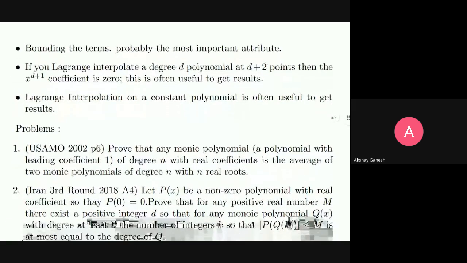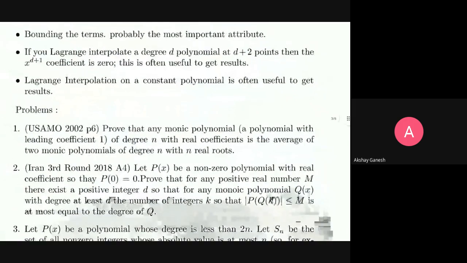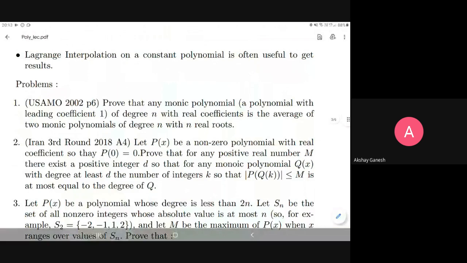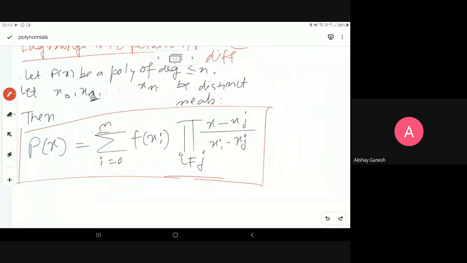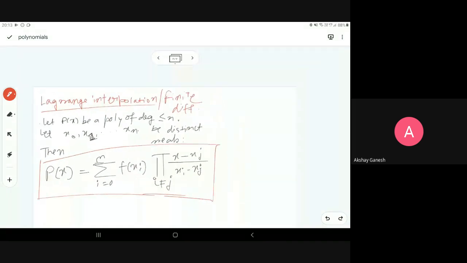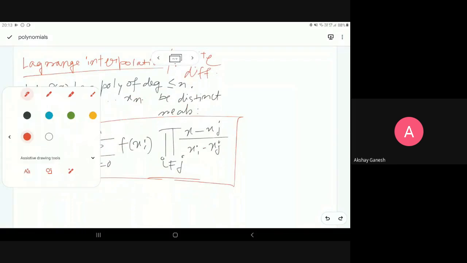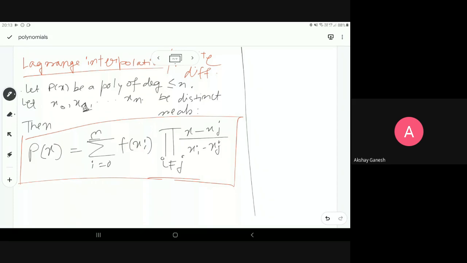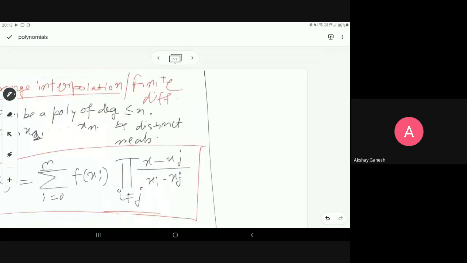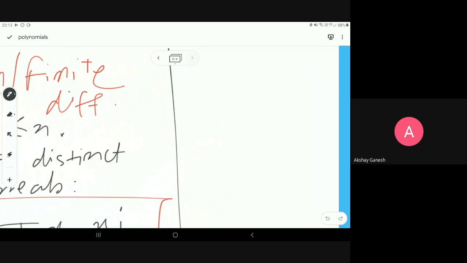Another one is less often seen. If you Lagrange interpolate on a constant polynomial, it might sound weird, but it might often give you good results. I will jump to the, okay, I'll also have to mention what finite differences are. You should just know finite differences. It's not that important, but let's just mention it. Okay, so let's do it on the next page.